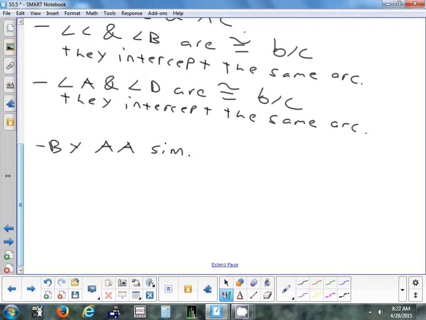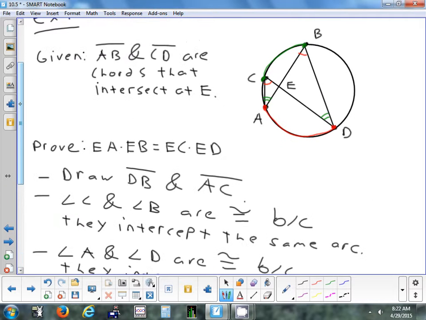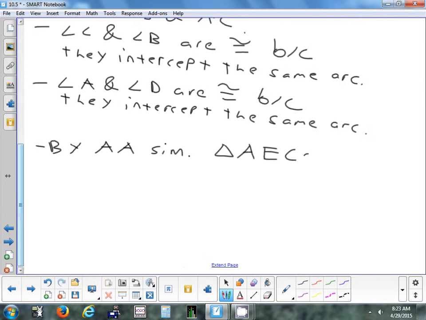Triangle AEC. Now you just have to make sure you get the order right. Okay, AEC and DEB. Notice I started at the one that was green, went to the middle, and then red. So I'm going green, middle, red. Just keep the order consistent. Okay, and that's the hardest part of the proof, showing that those two triangles are similar.